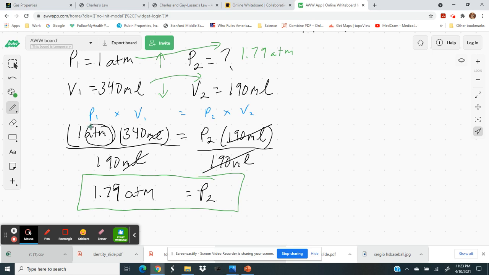You can be given a problem where P1 is your variable, V1 is your variable, or V2 is your variable. Any one of these can be your variable. In this case, P2 was what we were looking for. As long as you have the other three, you should be able to solve for the fourth one.